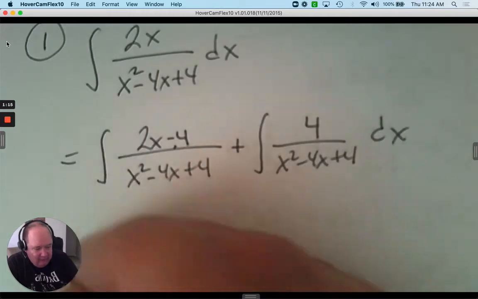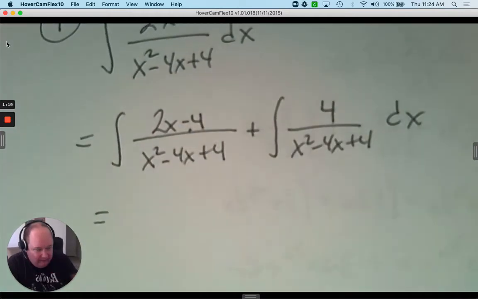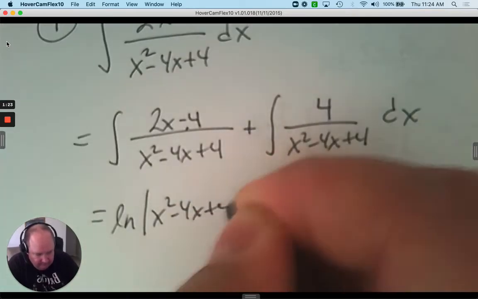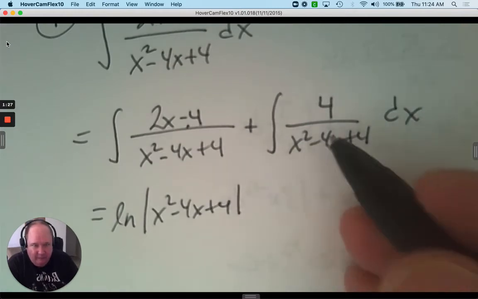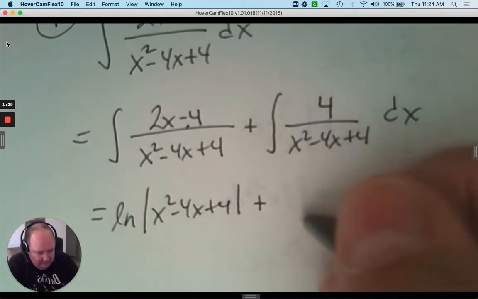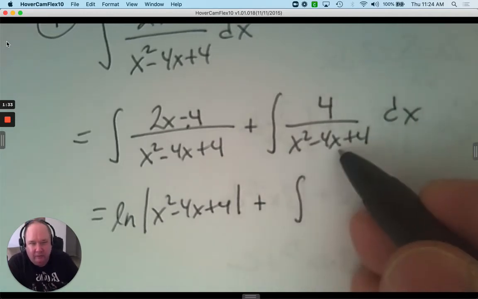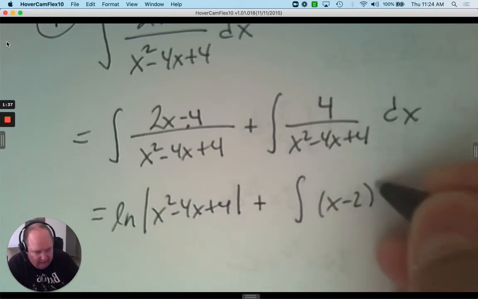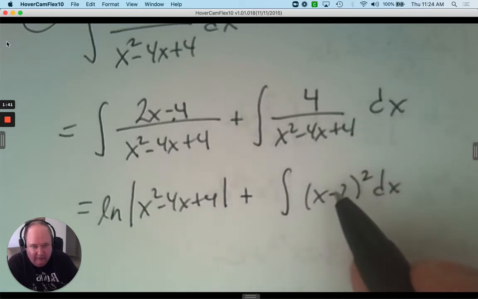All right. So the first one, the derivative of the denominator matches the numerator. That's just a logarithm. Done. The second one, well, I'm going to have to think about this one. So x squared subtract 4x plus 4 is factorable. That's negative 2 and negative 2. So x subtract 2 squared matches that.